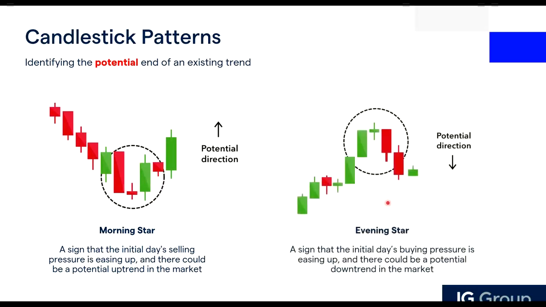And of course, the opposite is what we call the evening star. Again, this is a sign that there was buying pressure initially in the uptrend, and then on the third candle there was selling pressure erasing all these gains from the uptrend. So what this means is a potential reversal to the downside.